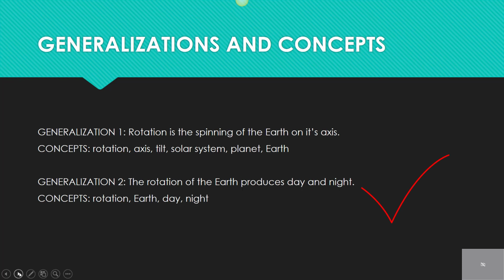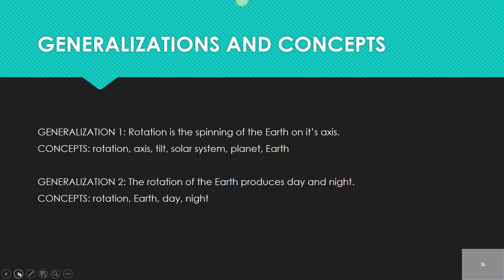If you look at number 1, it really is a definition. And if you think of the generalization as this main idea that you want the children to come away with, then ask yourself, do you want the children to come away with a definition, or do you want them to come away with something more? Generalization 2, the rotation of the earth produces day and night, goes beyond a definition, and it really gives them this big idea, so to speak.